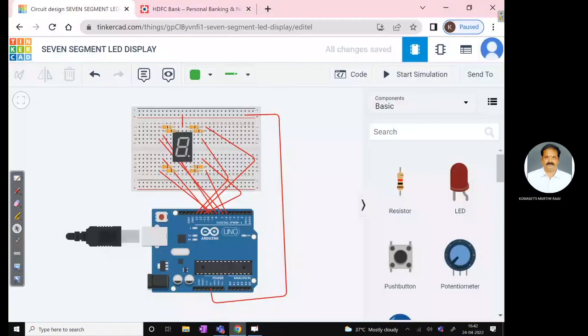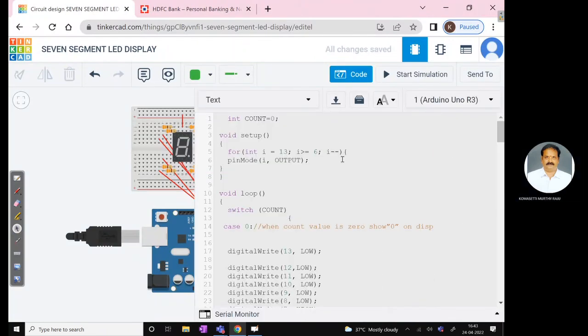Now with the help of this, this is the code. Initially count is equal to 0.